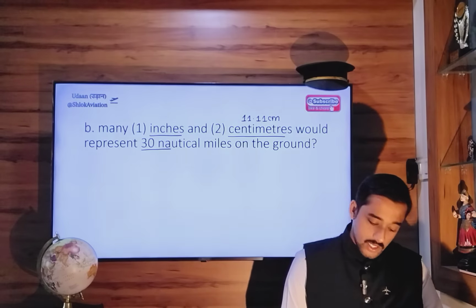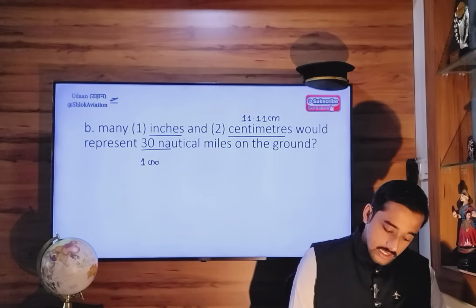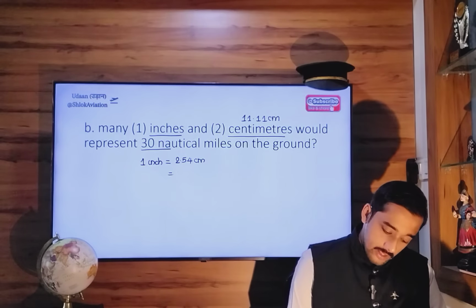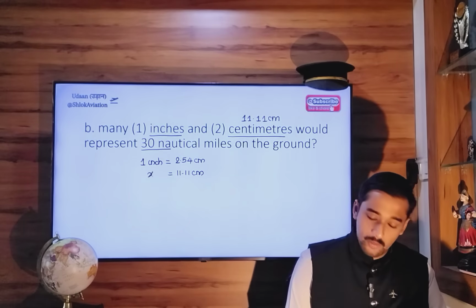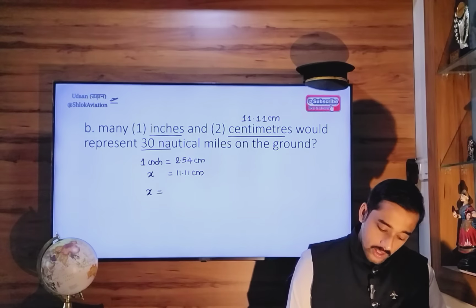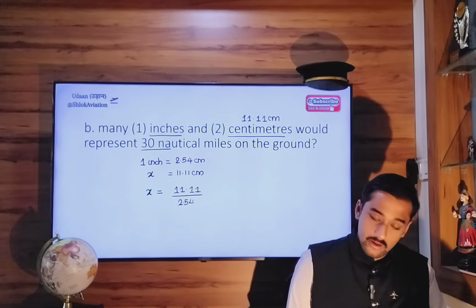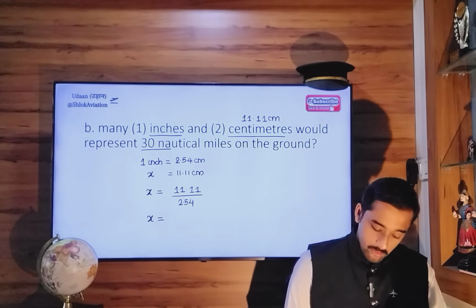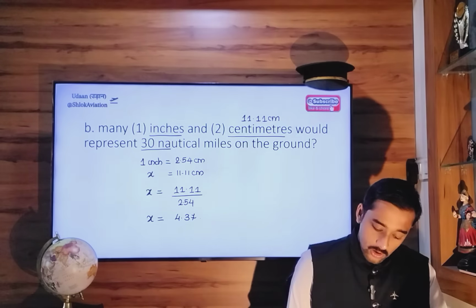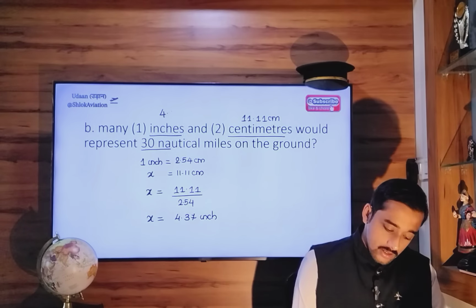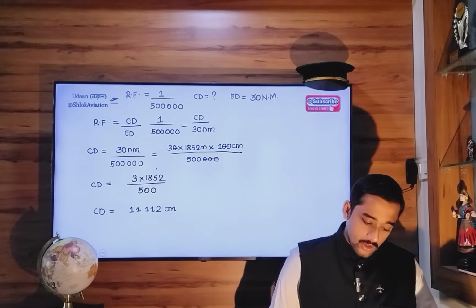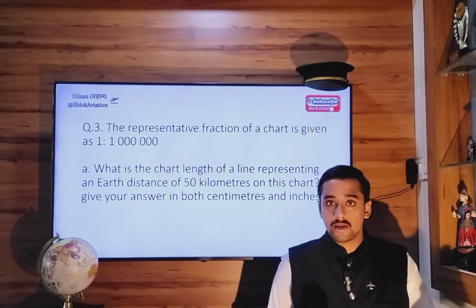Convert this into inches. Now 1 inch is equal to 2.54 centimeters. So 11.11 centimeters will be equal to how many inches? So x will be equal to 11.11 divided by 2.54, which is 4.37 inch, or 4.4 inches. So select that option which is closest to this. Simple. So this is how you do all the questions that I have done till now.